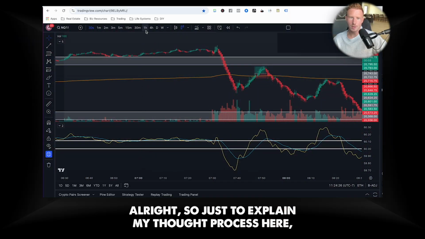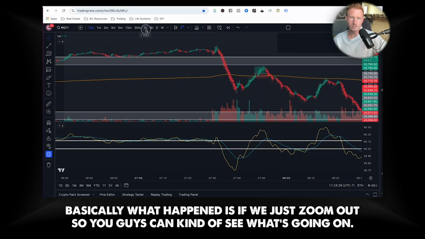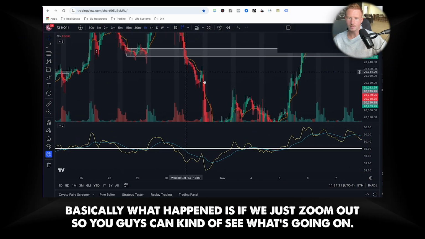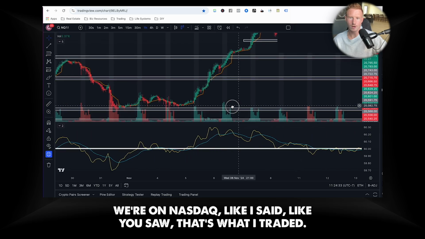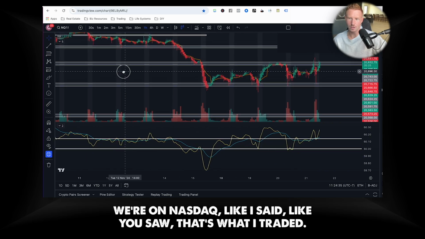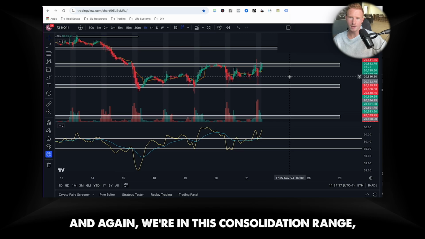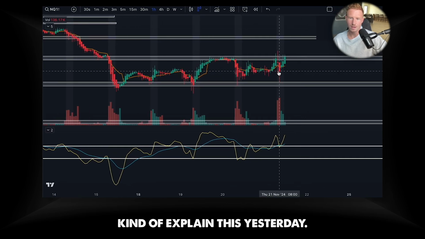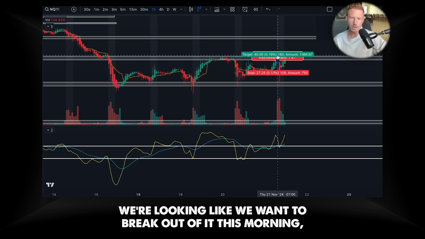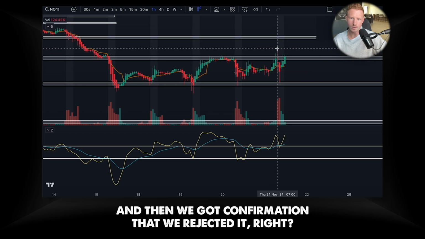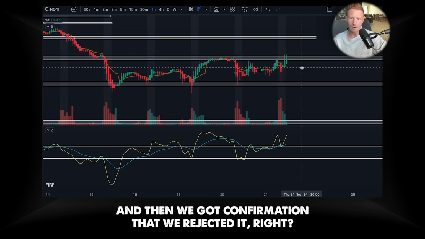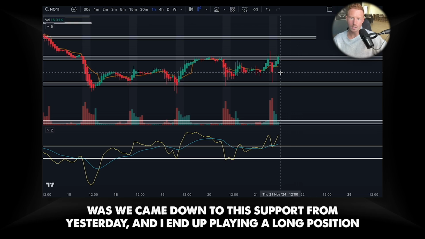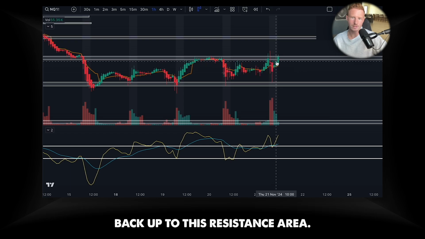All right, so let me explain my thought process here. Basically what happened is, if we zoom out so you can see what's going on, we're on NASDAQ. Like you saw, that's what I traded. And again, we're in this consolidation range, which I kind of explained yesterday. We looked like we wanted to break out of it this morning, and then we got confirmation that we rejected it. What happened here was we came down to the support from yesterday, and I ended up playing a long position back up to this resistance area.